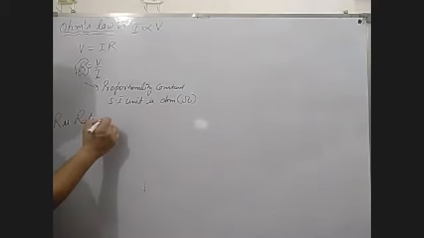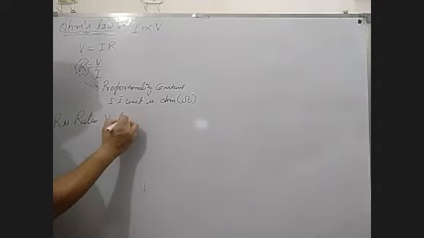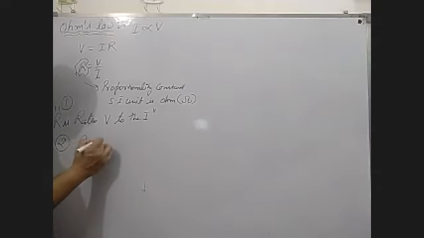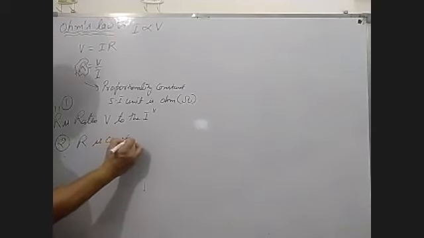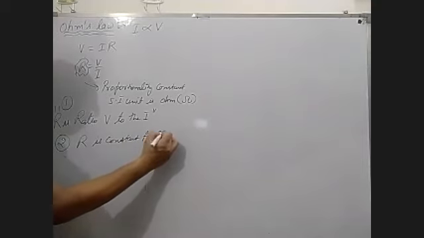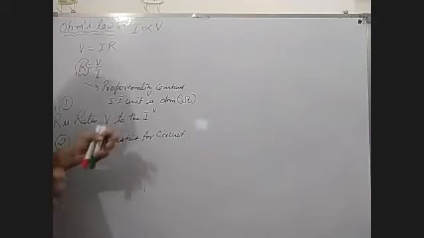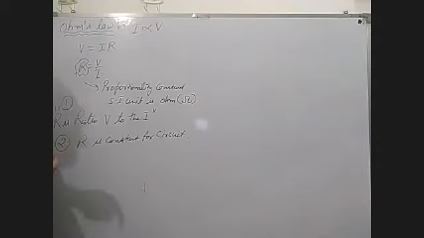R is the ratio of voltage to the current in the circuit. Second thing, R is constant for a circuit. Keep this in your mind. If you have a circuit with current and voltage, and you increase the current, then the voltage also increases, in such a way that the ratio of voltage and current is always constant.